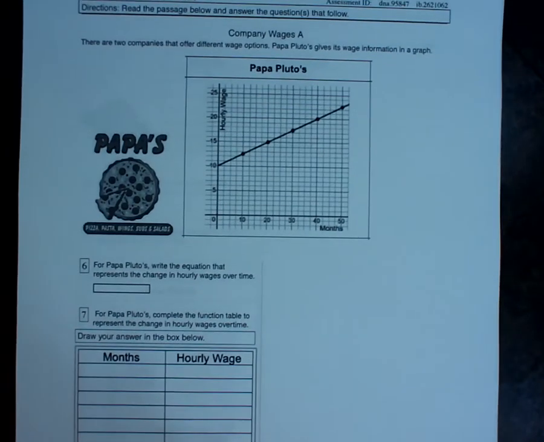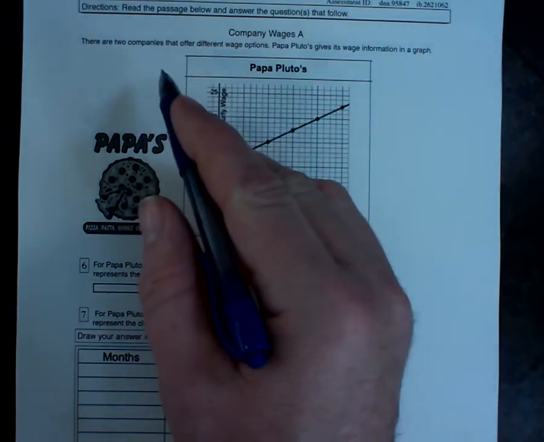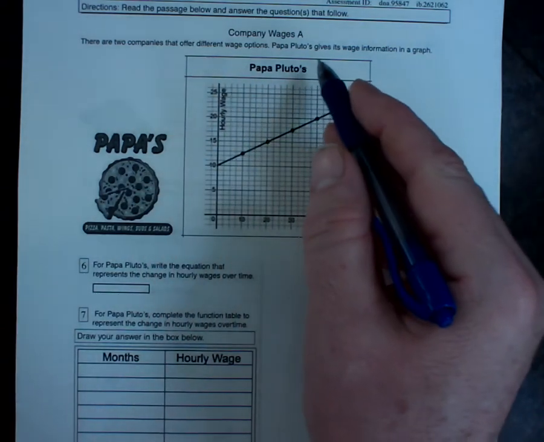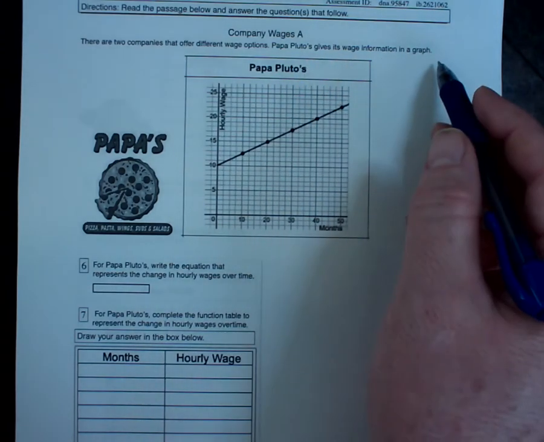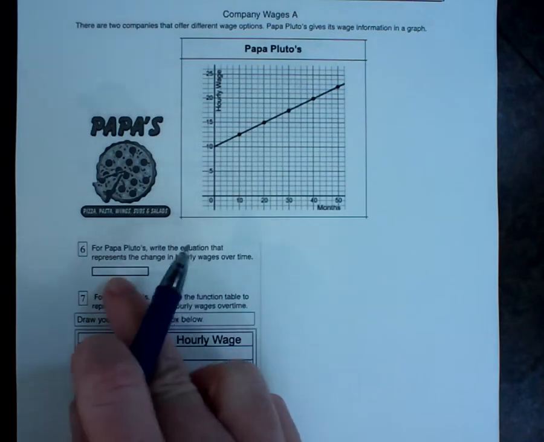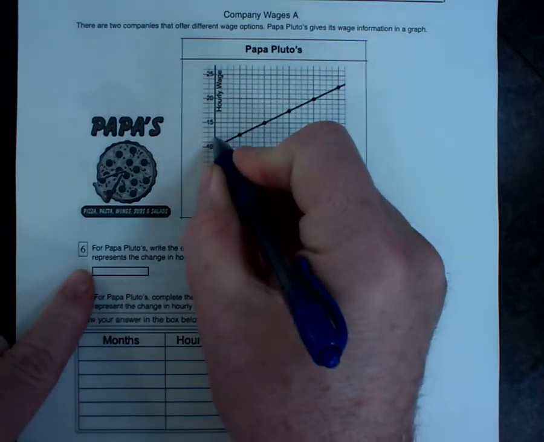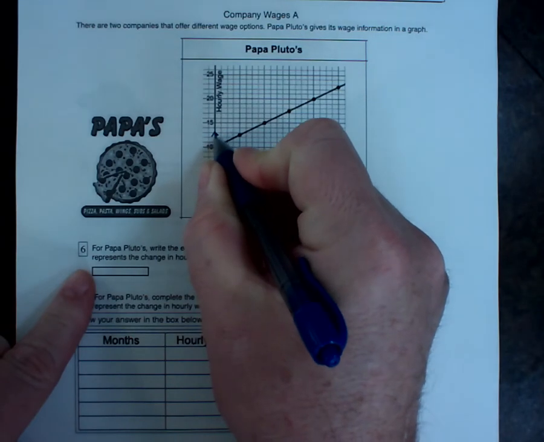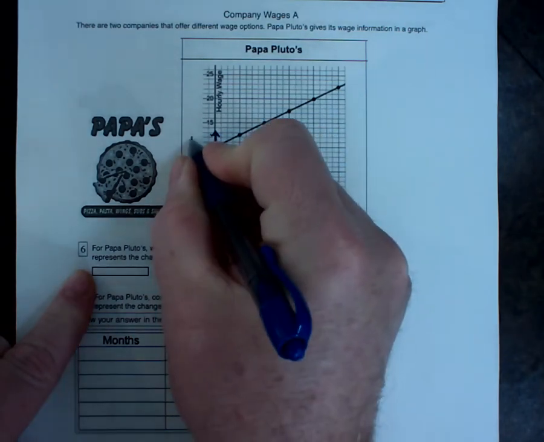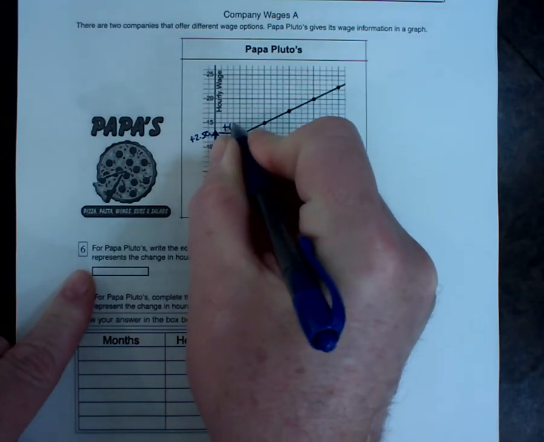Problem 6 and 7. You've had this problem several times now. You did it on the test. There are two companies that offer different wage options. Papa Pluto's gives its wage information on this graph here. And then you need to fill out the table from the graph. We want to write the equation, so we need to figure out how much it goes up, which is plus $2.50 for every plus 10.